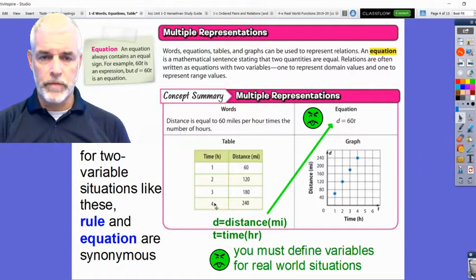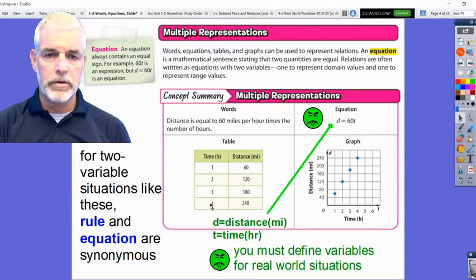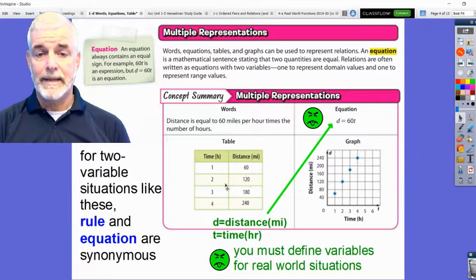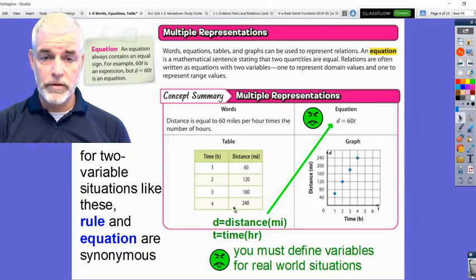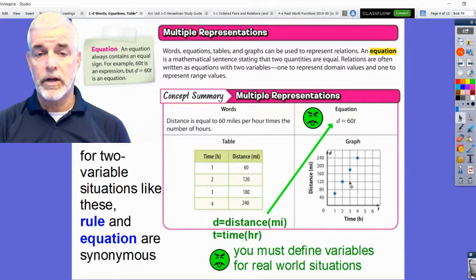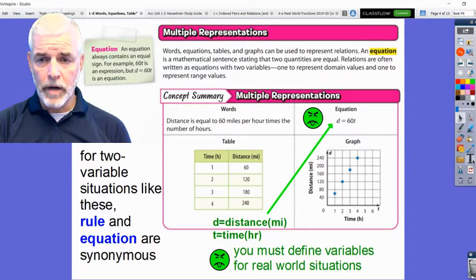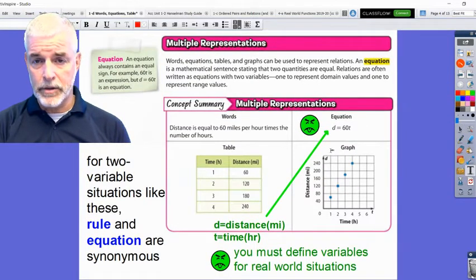So they pick 1, 2, 3, and 4, like we said. If they don't give you other reasons to pick other numbers, that's a good start. And then calculate the distance for each one, which is 60 times the number of hours. That gives you your table. And then once you have your table of ordered pairs, then you can make a graph. Of course, making the graph with the normal requirements for a properly labeled graph.